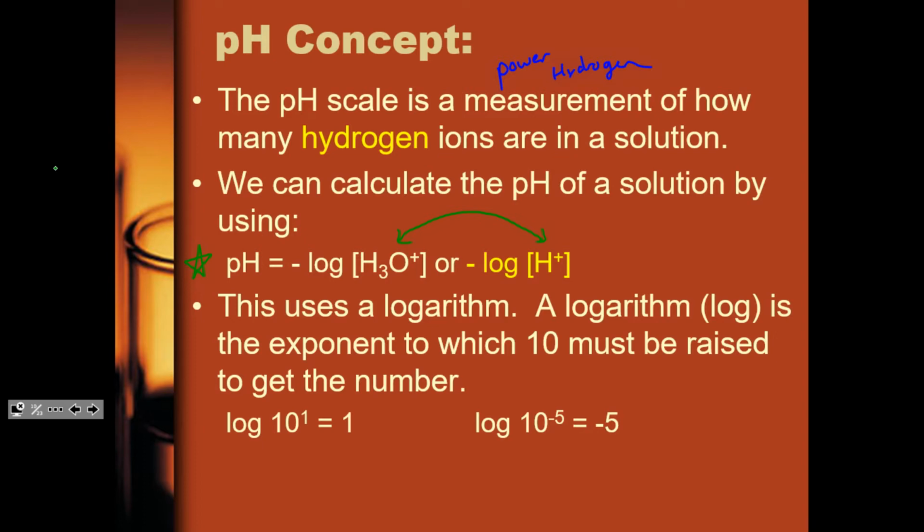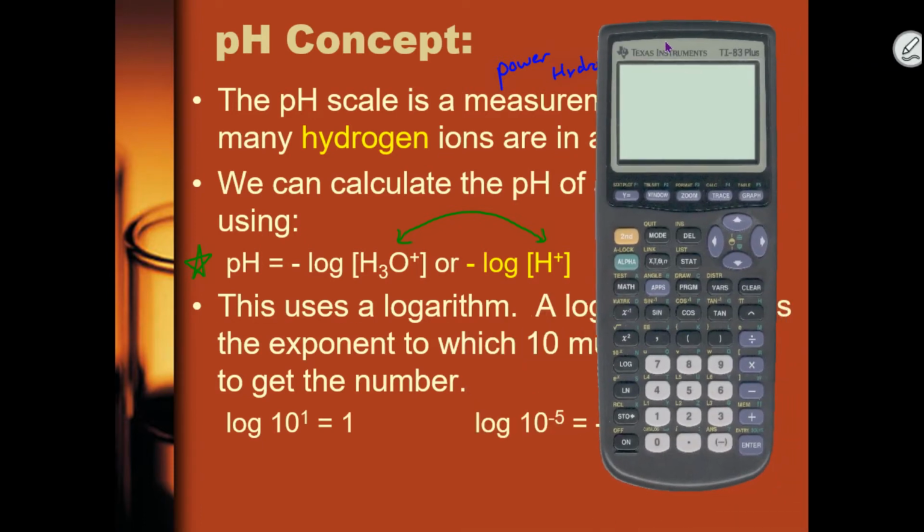So this uses a logarithm. A logarithm is the exponent to which 10, so a lot of times logarithms are base 10, must be raised to get the specific number that we're talking about. So let me show you on a calculator here. When I have my calculator on, if I want to calculate, and we'll do this on the next few slides, I just want to point out that the log button is down here, but it's a negative log. So when I'm solving, I will hit the negative button down here first, and then log, and then I'll punch in whatever my value is, and I'll close parentheses.